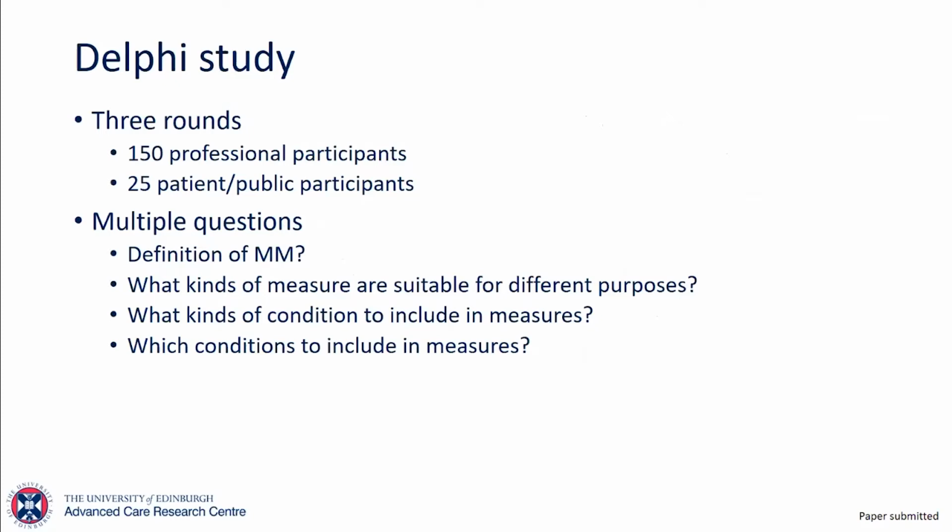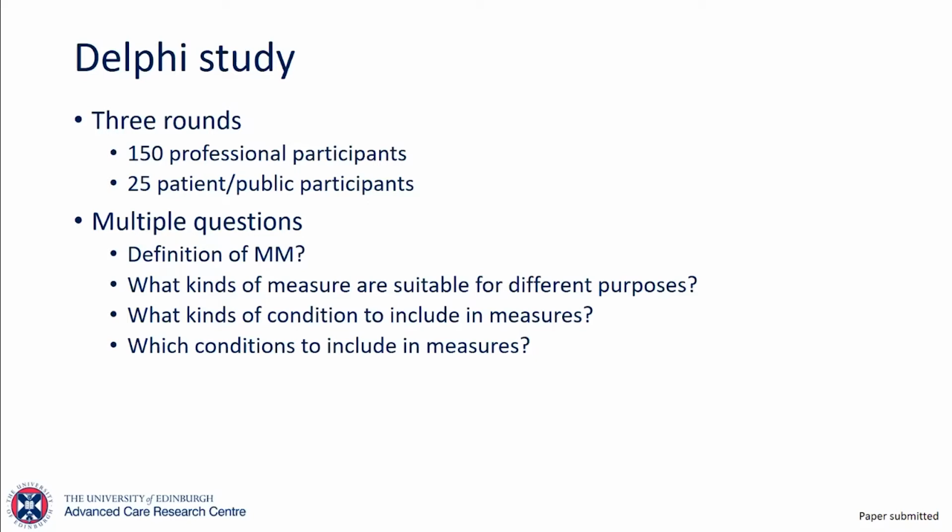So that was the first bit. The conclusion of the systematic review is it's all a bit of a mess. And then there was a second element to this, which is the Delphi consensus study, attempting to see what the consensus is on how we should approach this.